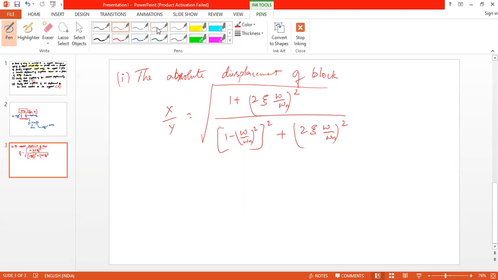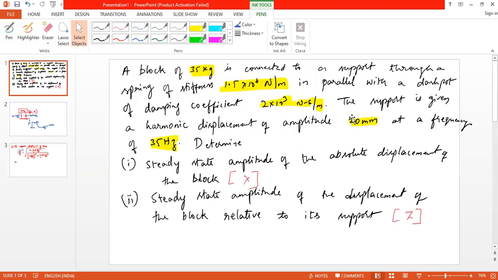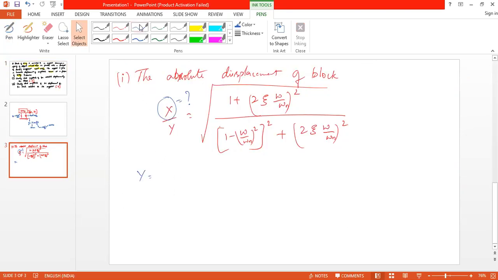Now we need to find the value of X. Okay, we need to find this. And what is Y here? So Y is the maximum displacement of the support, that is equal to 20 mm. So this is 20 mm.